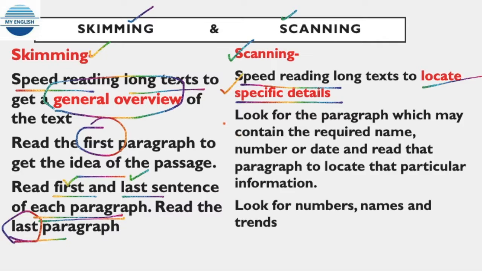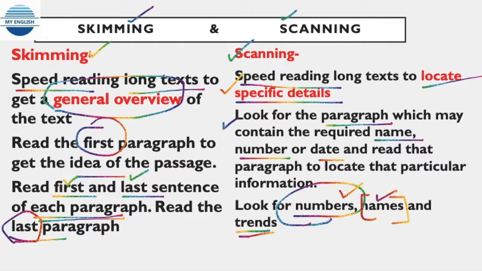And what you're doing for scanning is you'll look for the paragraph which may contain required names, numbers. So basically you're looking for numbers, you're looking for names, and you're looking for trends. If there are any changes, an increase, decrease, reason, solution, consequence, etc. So for ease, if you're a paper-based student, you can circle the numbers, you can square bracket the names, and you can underline the trends. That way you'll be able to figure out three different information types with three different annotations. So these are the two different types of readings that we do.